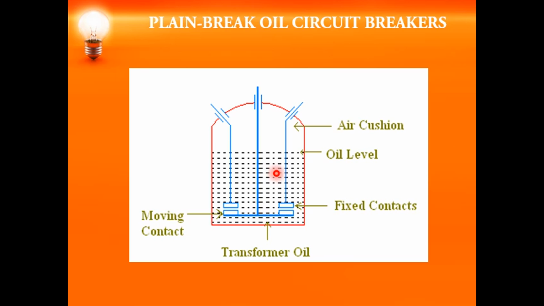So to accommodate the displaced oil, you have an air cushion which is provided. That means you shouldn't fill the tank full with oil. You should provide a space, that is, the air cushion has to be provided, so that whenever the arc is formed, the oil, when it gets displaced, has sufficient space. That air cushion will absorb the mechanical shock which is produced due to the upward movement of the oil.